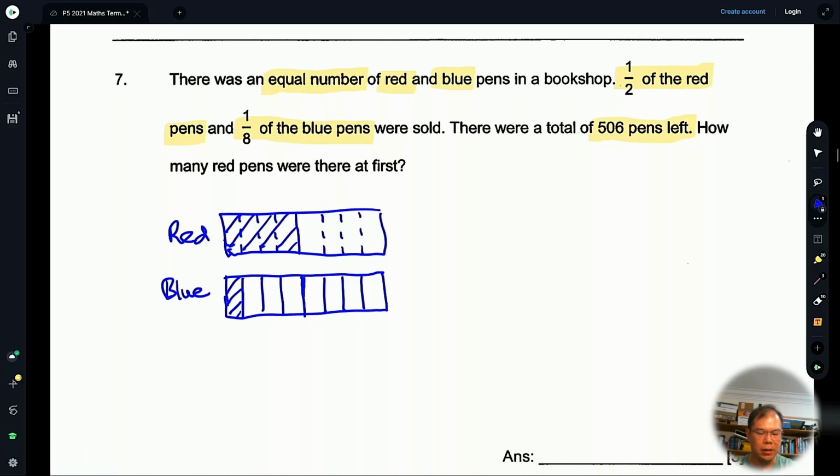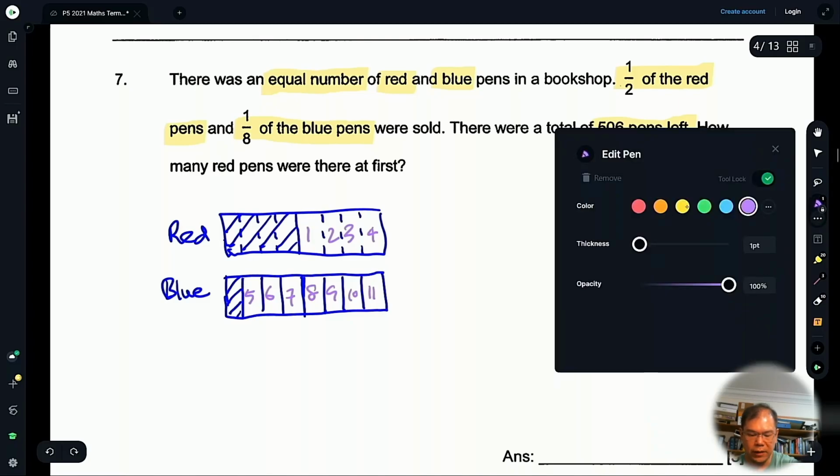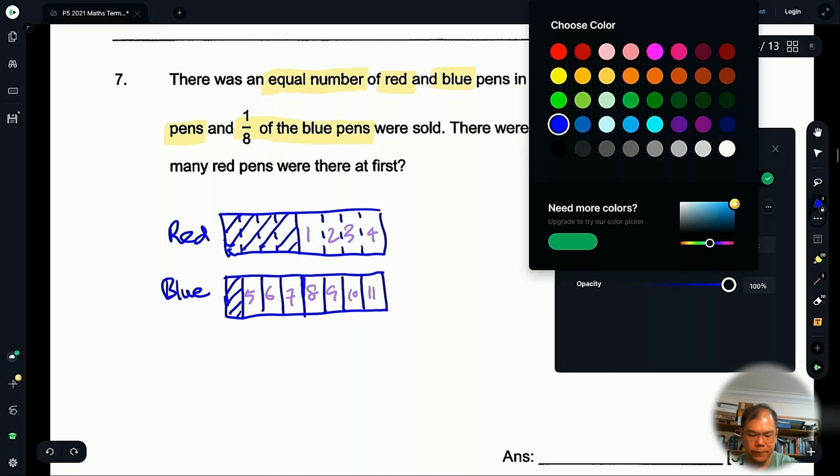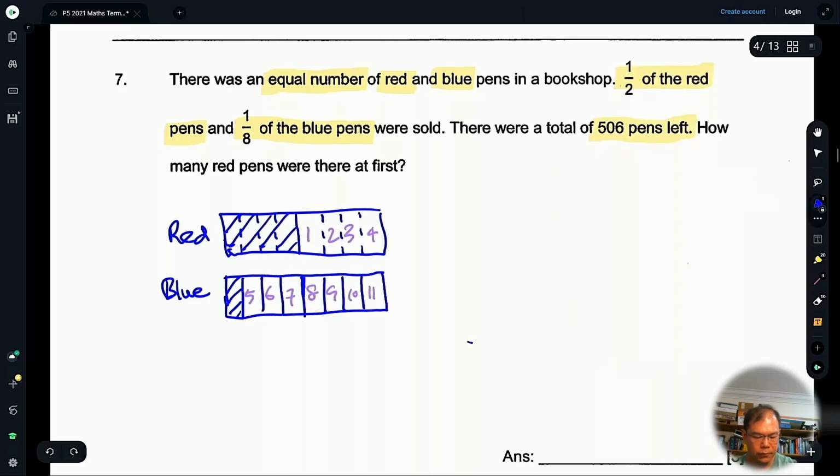So how many unshaded parts are there? 1, 2, 3, 4, 5, 6, 7, 8, 9, 10, 11. Right? So a total of 11 parts was not sold. So 11 parts is 506. So one part is how many pens? 506 divided by 11, that is 46 pens.